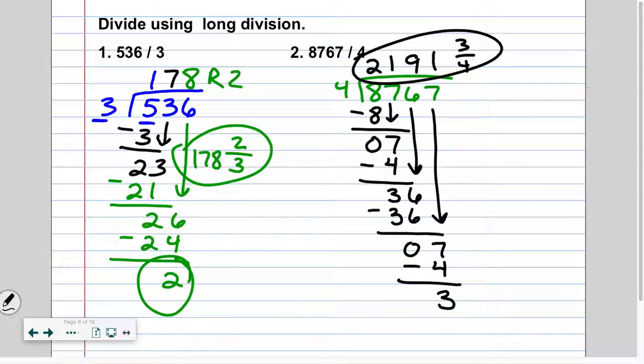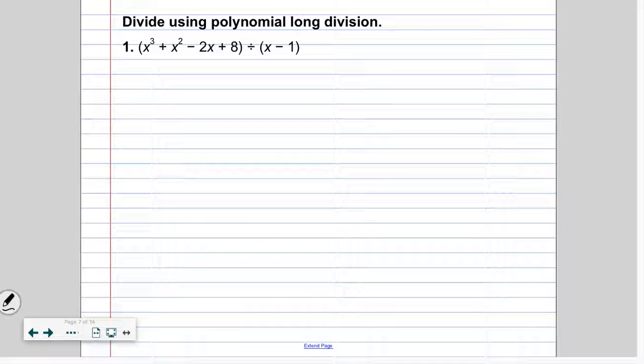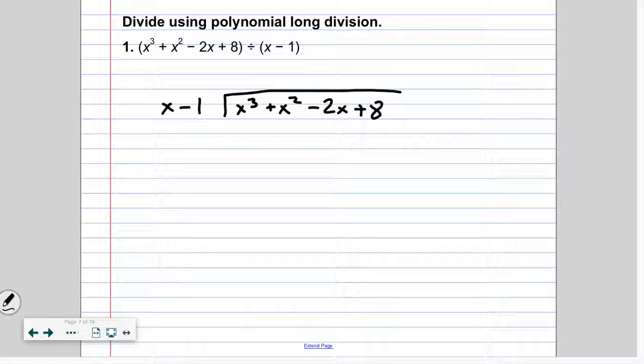What we're going to do is long division with polynomials. So the problem we have here is x cubed plus x squared minus 2x plus 8 divided by x minus 1. We're going to set this up the same way, division bar. Underneath the division bar goes the first one there, so x cubed plus x squared minus 2x plus 8, and we're going to divide by x minus 1.